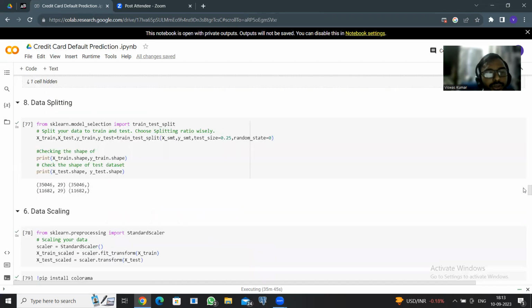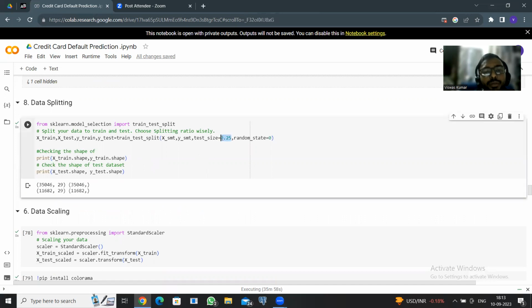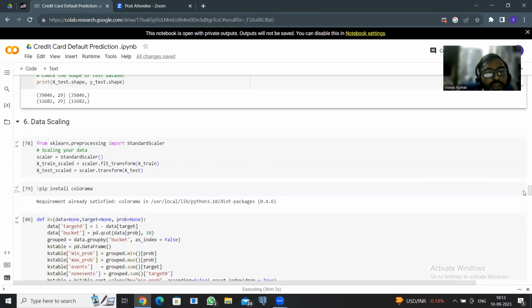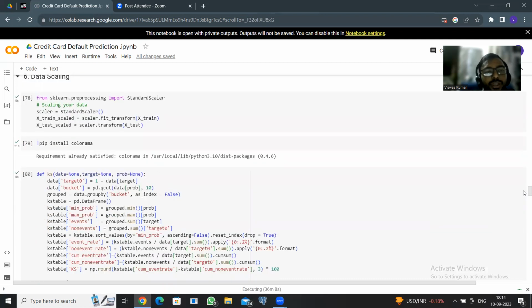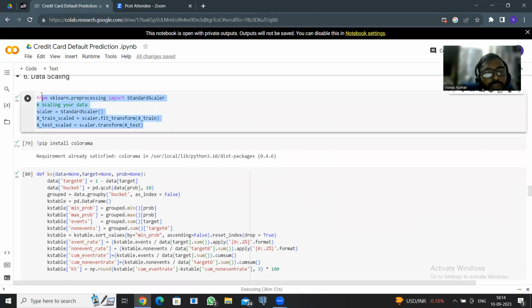So, data splitting. To train the model, we have to split the data into two parts, train and test. In this case, I have used a test size of 0.25, which means 75% of the data will be used to train the model and 25% will be used for testing. Then data scaling: for all the features to be equally scaled, I used the standard scaler to scale our data.